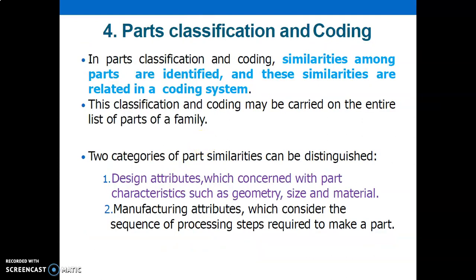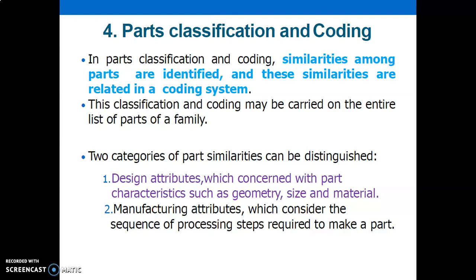The fourth one is very important and is used in many industries nowadays: part classification and coding. In part classification and coding, similarities among parts are identified and these similarities are related in a coding system. This classification and coding may be carried out on the entire list of part families. Two categories of part similarity can be distinguished.